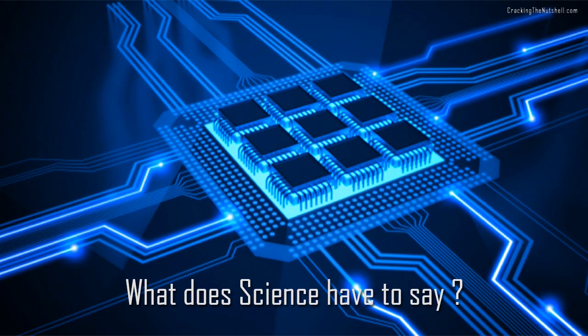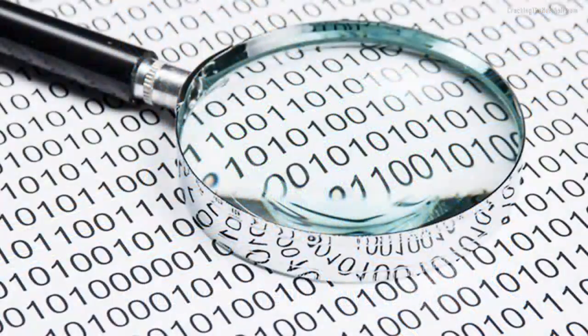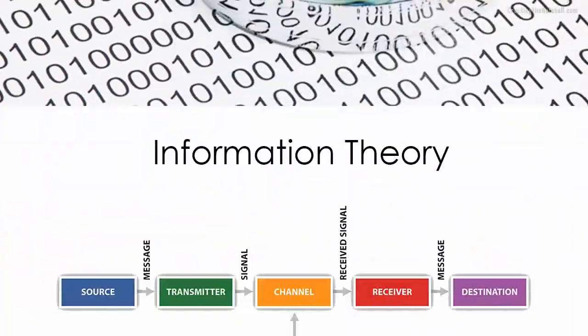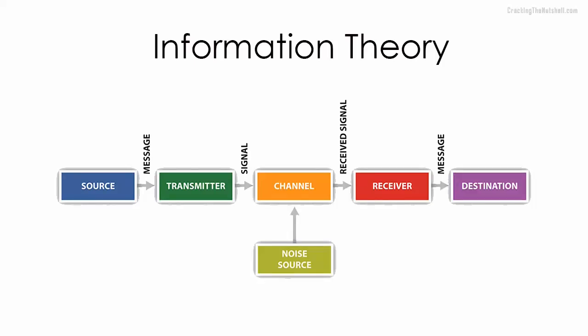Now, you may be wondering what science has to say about all this. How does science currently define information? Has science been able to objectively quantify information? The answer to these questions lies at the heart of information theory.